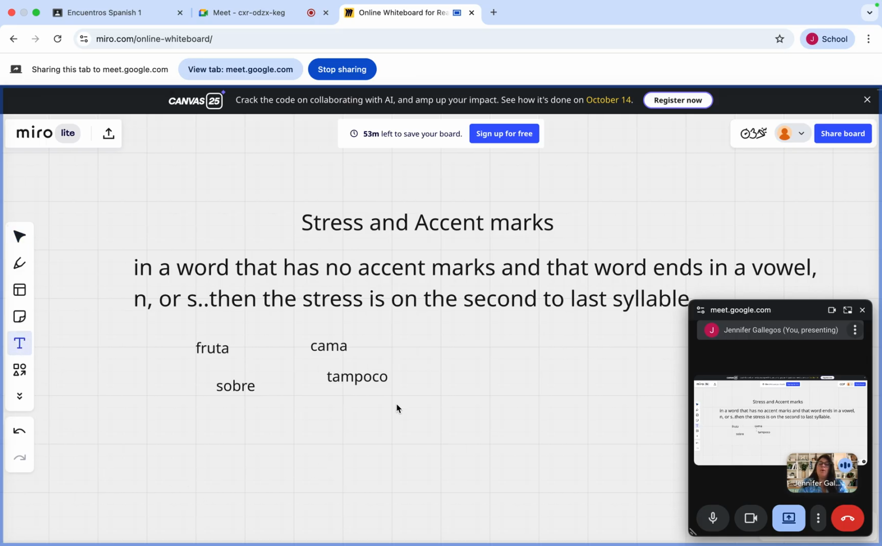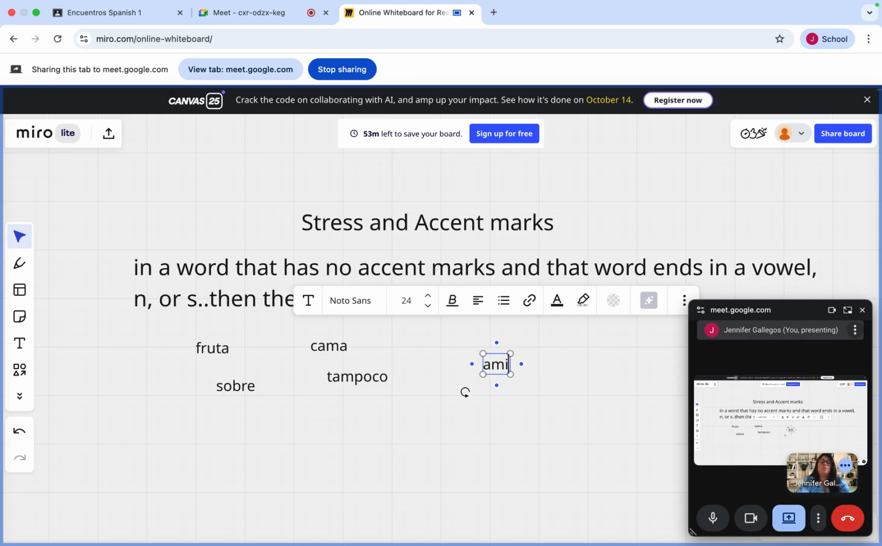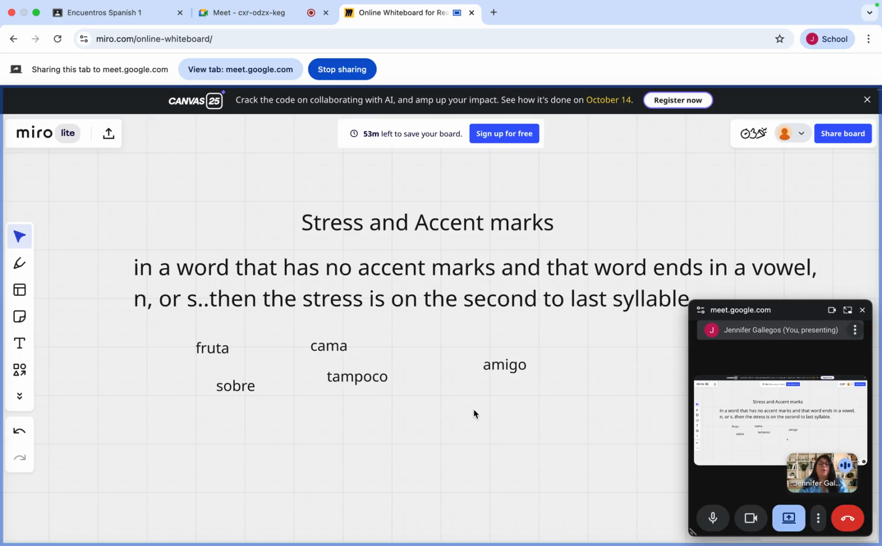We could also have a word that you already know, and you probably know how to pronounce it, but it has 3 syllables, amigo. And the stress is on the second to last syllable, so it is pronounced amigo. Okay, great. So this handles words that end in a vowel and words that end in the letter N or S. We would know where to put the stress.